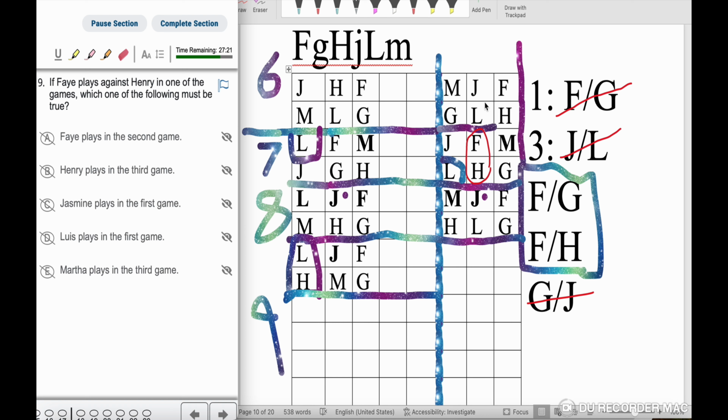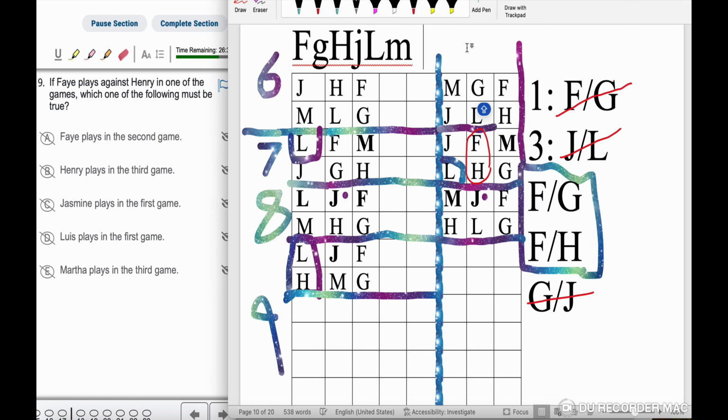Let me go ahead and read just these two right now to see if they make sense. These two worlds here for question 9, we're going to use these two where F and H are playing against each other. So for question 9, let's see if we see it. Let's go and choose it. So F is in the second game. Not true. F is in the third game for the first one. H is in the third game. H is in the second game.